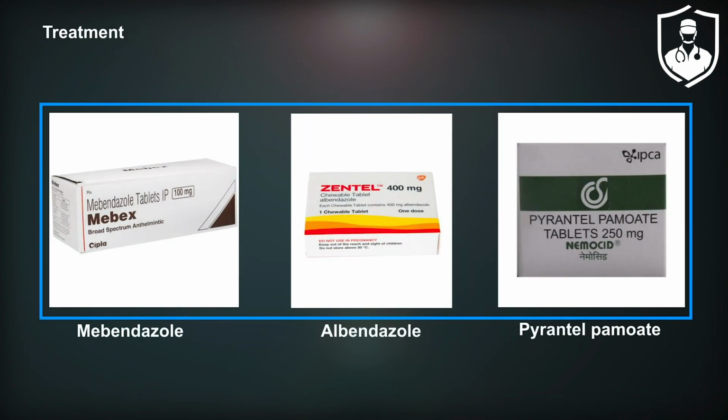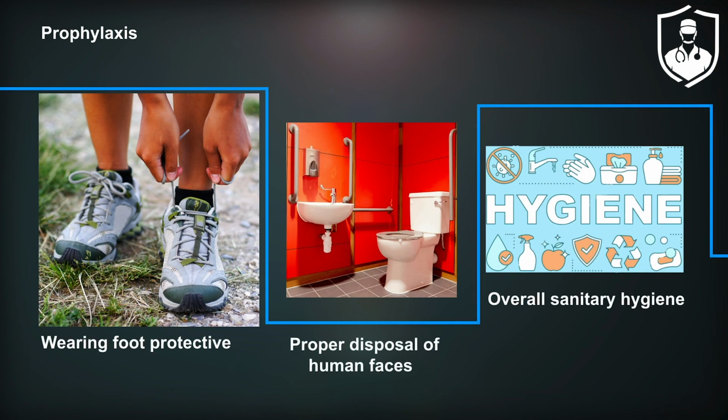Treatment. The patient is given mebendazole 100 mg BD for 3 days, or albendazole 400 mg single dose, or parenteral pyrantel pamoate single dose. Prophylaxis. Wearing foot protective gear like shoes. Proper disposal of human feces. Overall sanitary hygiene should be improved.